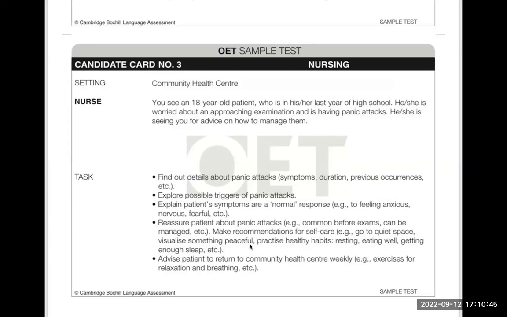Also visualize something peaceful. So if there is anything that you like and brings you at peace, or even if you want to chant any name, you can do anything. You can chant God's name or whatever you like, or you can listen to music to bring yourself at peace. Also, there are some other habits that I would like to tell you, some healthy habits which you can practice.